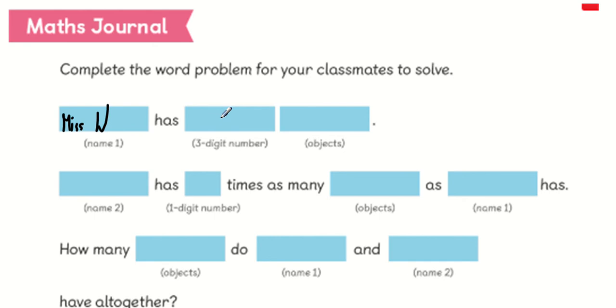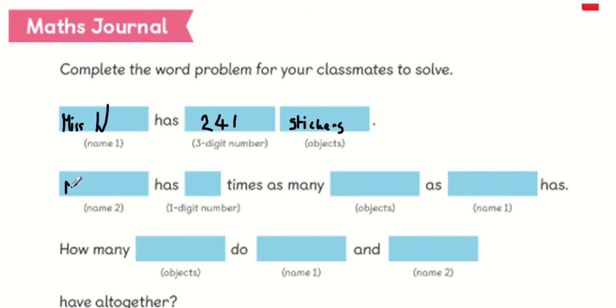Miss Waterall has, it wants a 3-digit number. Let's go for 241. Then it says object. So what can I put in there? Let's say stickers. I hope your writing is better than mine. Stickers. Miss Waterall has 241 stickers. There we go. Name 2.